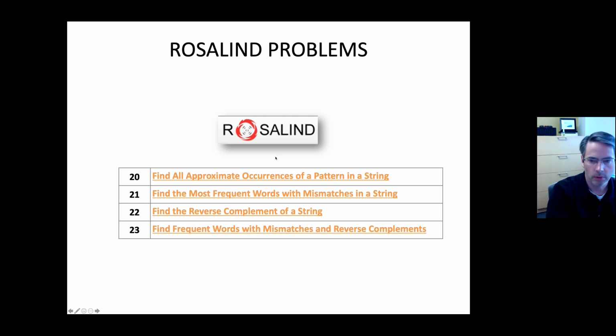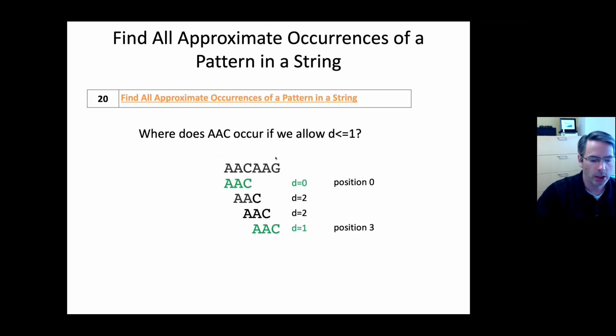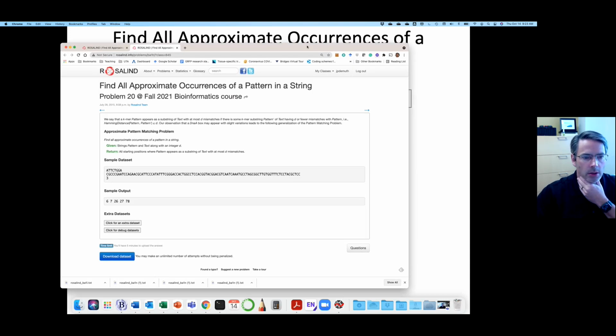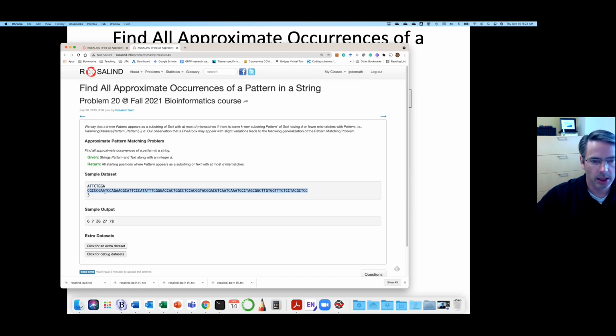Okay, so the first problem here, find an approximate occurrence of a pattern in a string. Let's go ahead and look at Rosalind. So what are we going to be given? Rosalind is going to give us a pattern and then some text, the genome sequence, and then an integer d. So that is the Hamming distance that we're supposed to allow.